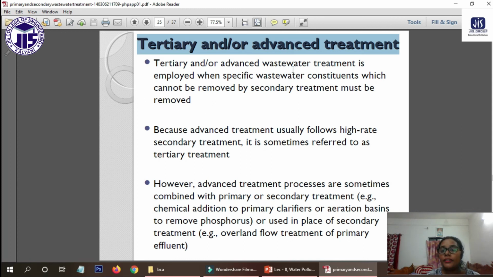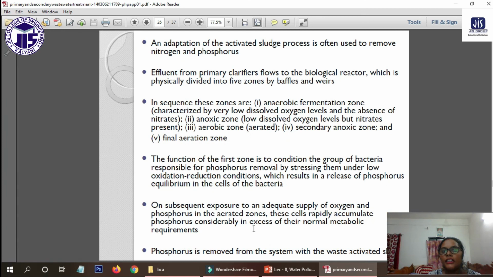So, tertiary or advanced wastewater treatment is employed when specific wastewater constituents cannot be removed by the secondary treatment. Because advanced treatment usually follows high rate secondary treatment, it is sometimes referred to as tertiary treatment. However, advanced treatment processes are sometimes combined with primary or secondary treatment, such as chemical addition to primary clarifiers or addition of basins to remove phosphorus, or used in place of secondary treatment. An adaptation of the activated sludge process is often used to remove nitrogen or phosphorus.